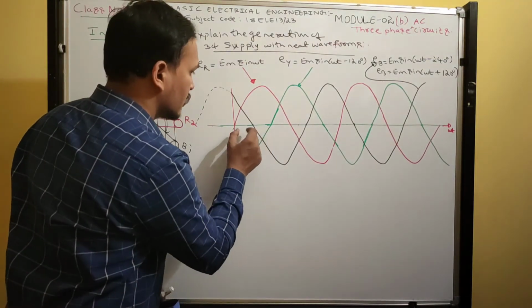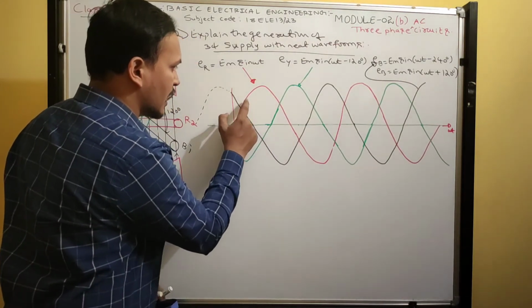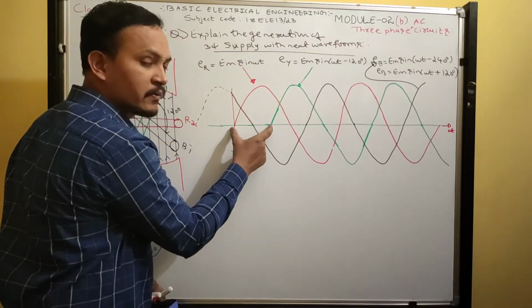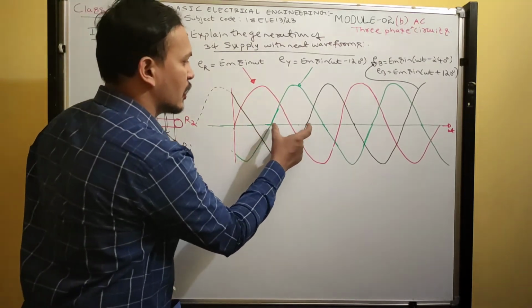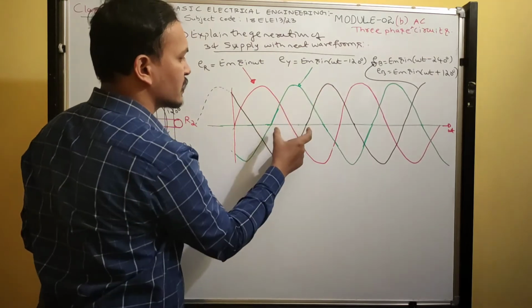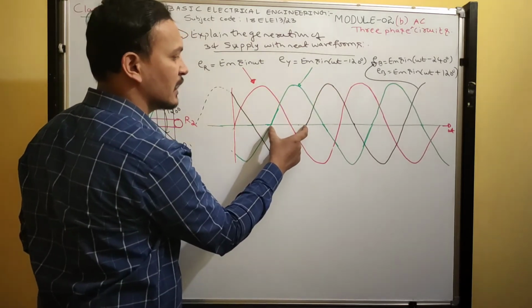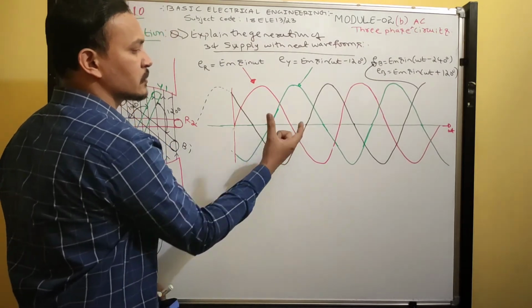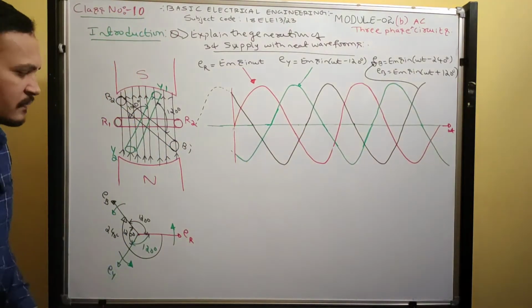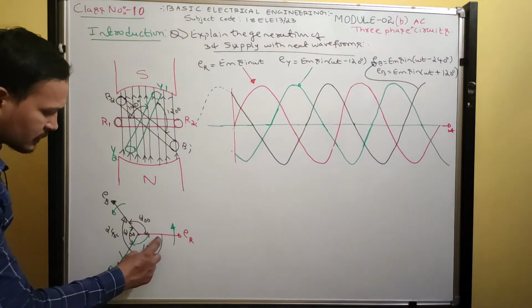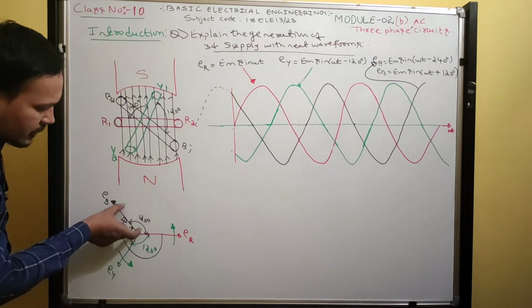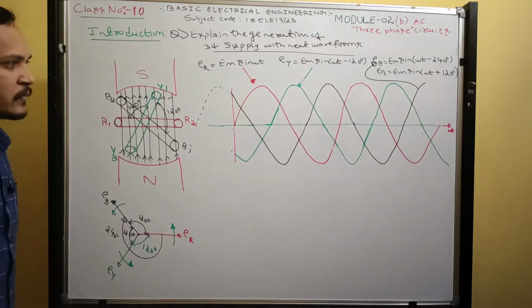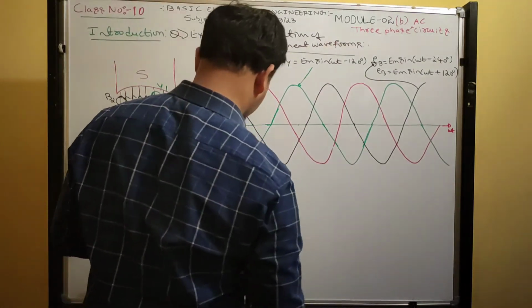Look at here. What is the phase displacement between R phase winding and Y phase winding? 120 degree. Now between Y phase and B phase, what is the phase angle displacement? 120 degree. Between R and B phase, what is the phase angle? 120 plus 120, 240 degrees. Okay, got it. What is between this? 120. What is between this? 120. What is between this? 120 degrees. So like that you write the waveforms.